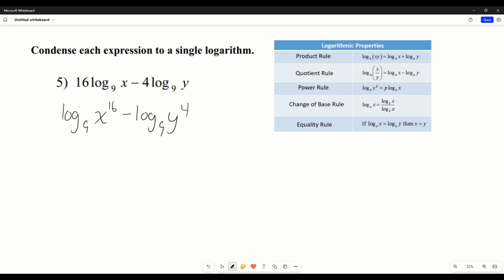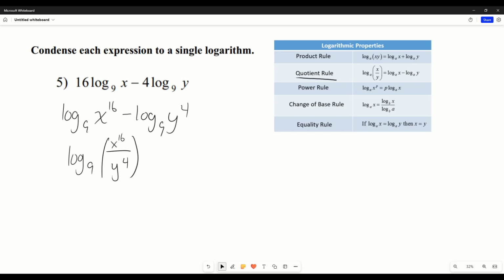Now this is being subtracted, so when we look at this rule, we're gonna use the quotient rule. Okay, we're going backwards. We have this subtracting, and we're going to do it dividing. So let's turn this whole logarithm to a single one, log base 9 of x to the 16th power divided by y to the 4th. Okay, so if you're a little bit confused, we have this.